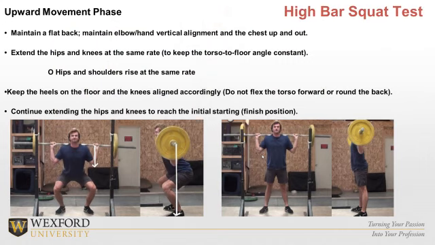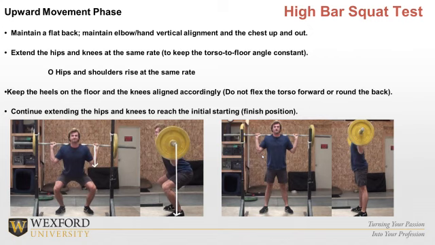Now the upward phase, you must maintain a flat back. Maintain the elbow and hand vertical alignment and the chest up and out. As you come up, the hips and shoulders rise at the same rate. That means they're going to come up together. Your hips don't rise first, and then all of a sudden your back, then your shoulders rise. They should come up at the same time. Feet stay on the floor, heels on the floor, and the knees aligned accordingly. Do not flex the torso forward.